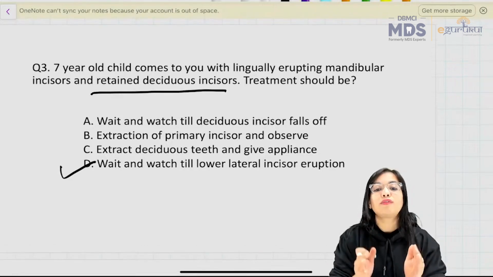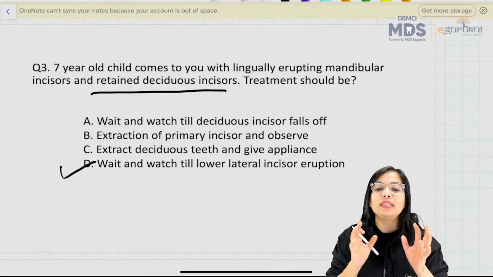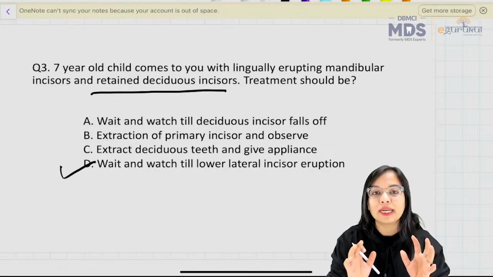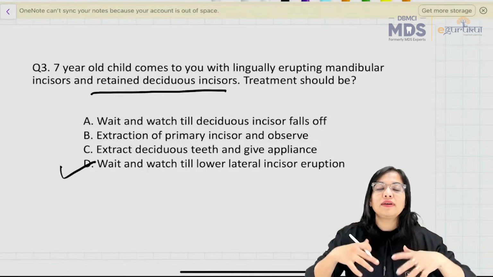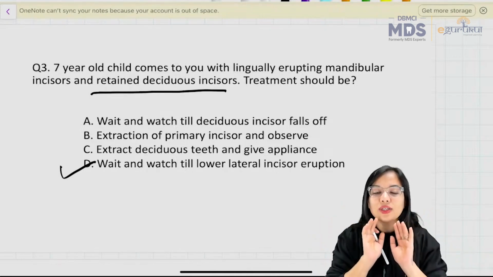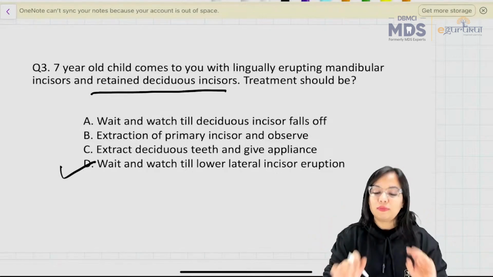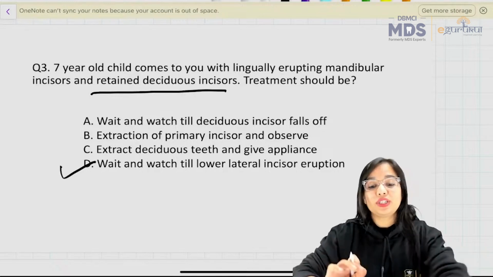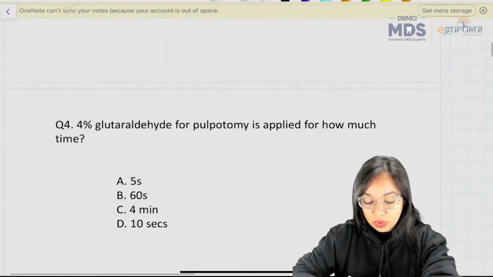That means you have to wait and watch till the lower incisor eruption is completed, and then the primary teeth will automatically shed off in its time, and the tongue is going to push it into proper position. So that was question 3. I hope it was clear to you.